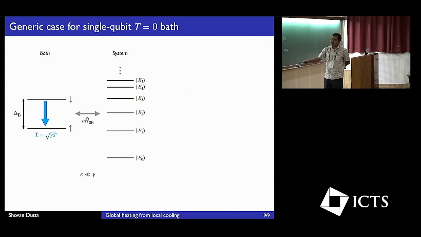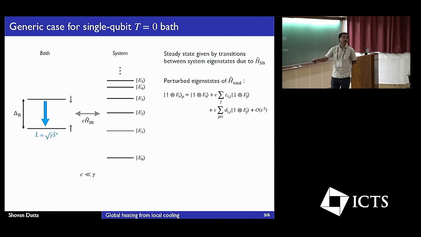And in this particular slide, I will be using a Lindblad description for this cooling. So this is some S plus operator which brings you from down to up state, cooling the bath, with some rate gamma, which is large compared to epsilon. If you have such a setup, you can see that there will be transitions between these system energy levels because of the coupling to the bath. The system on its own doesn't transfer between levels, but the coupling is causing transitions that will cause it to reach some steady state.